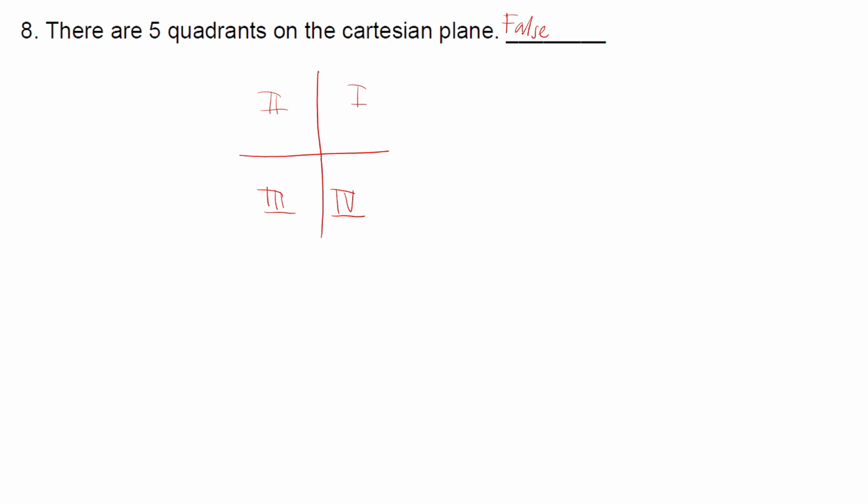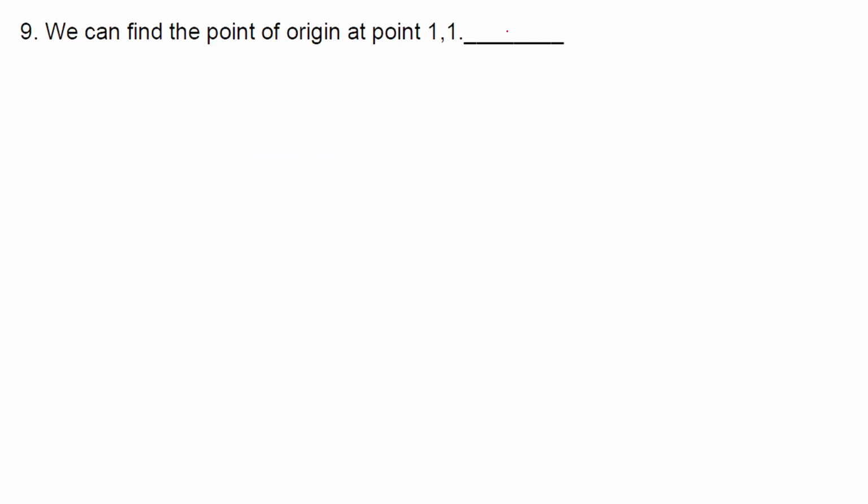Okay? Next one, number 9. We can find the point of origin at the point 1 comma 1. Okay? I guess there's no need for me to further explain this one. But again, this one is false because, please just take note that the point of origin is our center, right? So when we have here our y-axis, our x-axis, this is our point of origin. The one at the most center, that's the point of origin. And that coordinate at that point is actually 0 comma 0. Okay? Next one.